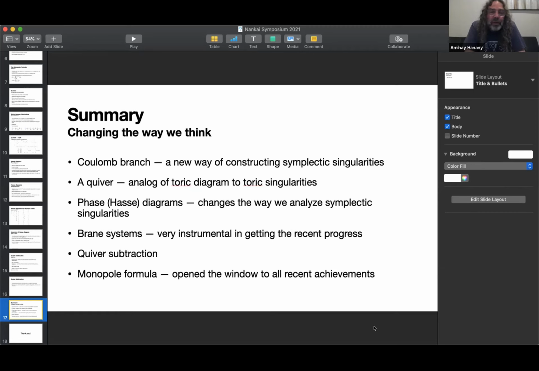quiver data as a 3D Coulomb branch. It's just a collection of numbers, combinatorial data, which allows us to compute the properties of the corresponding moduli. I see. That's the nice thing about it. And so indeed, we started with the Coulomb branch, but it went well beyond. I see. Thank you.